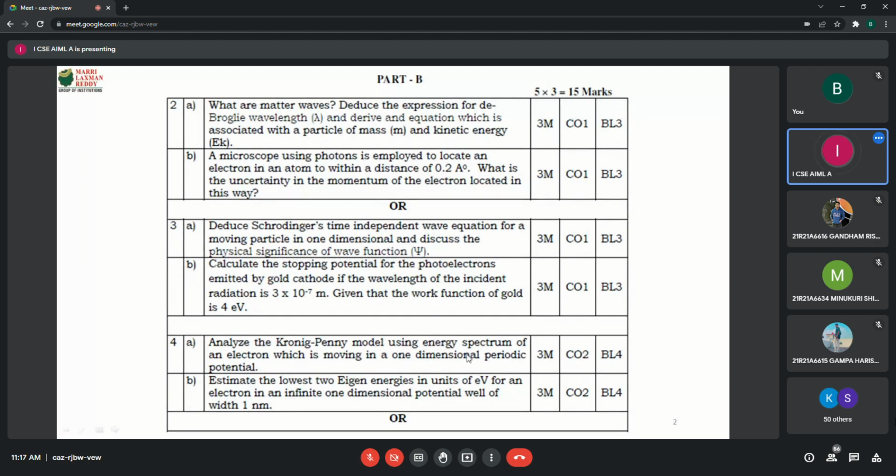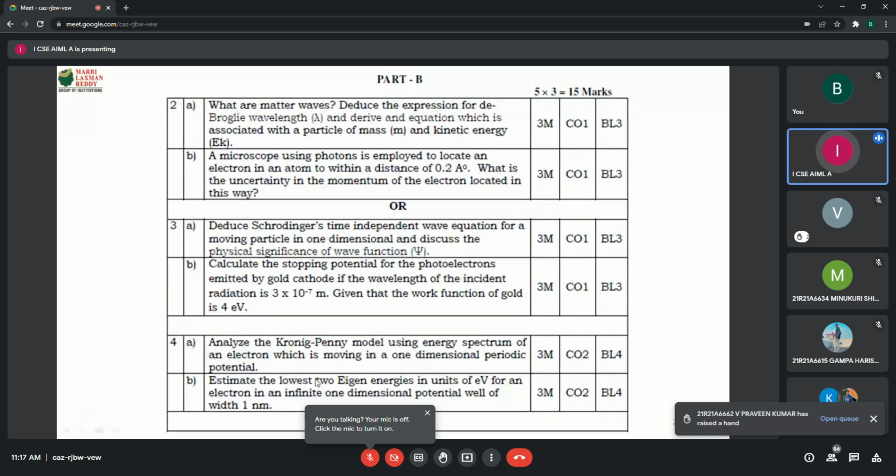Okay, so here you see internal choice. As I told you, for A or B, if you have attempted, you have to write completely about this. The theory part, the theory question is this one. And what is this B part? As I told you, see, always a problem is there. Estimate the lowest two eigen energies in units of electron volt. I want the final answer in electron volt for an electron in an infinite one dimensional potential well of width 1 nanometer. Have you solved this problem?